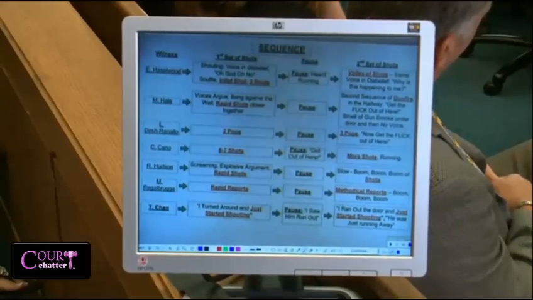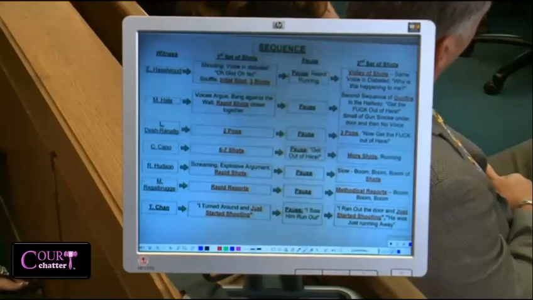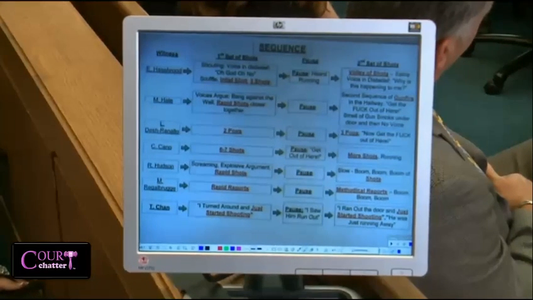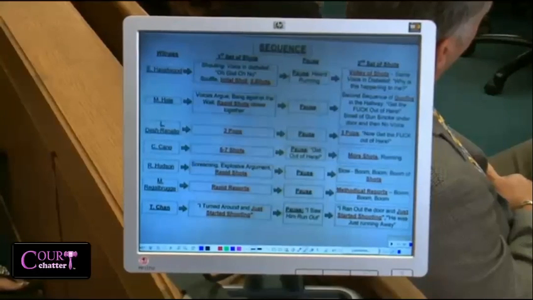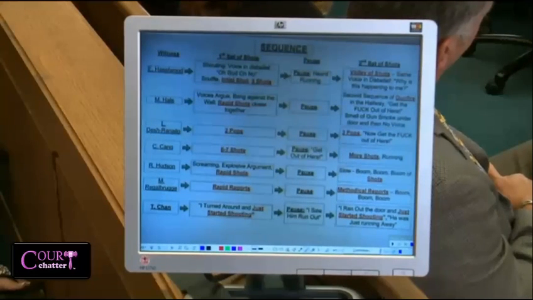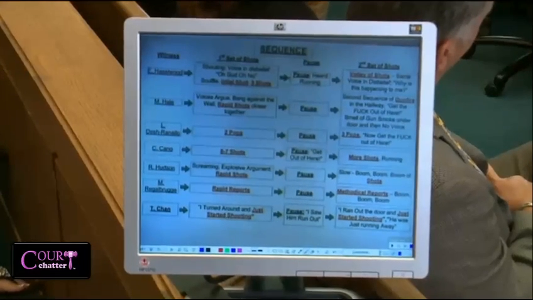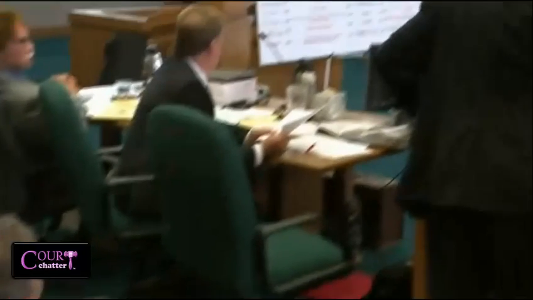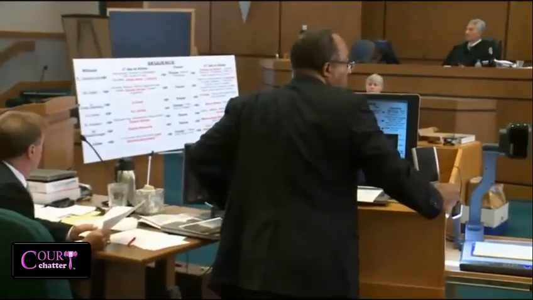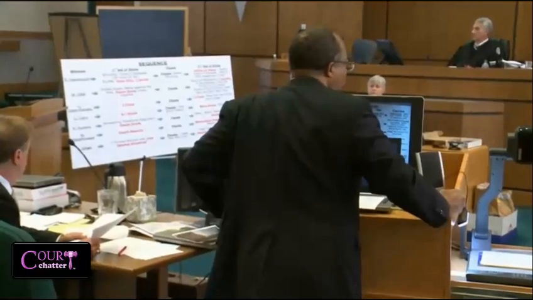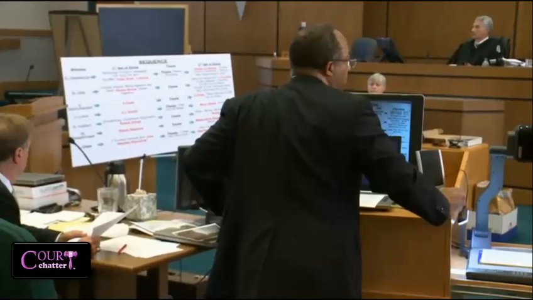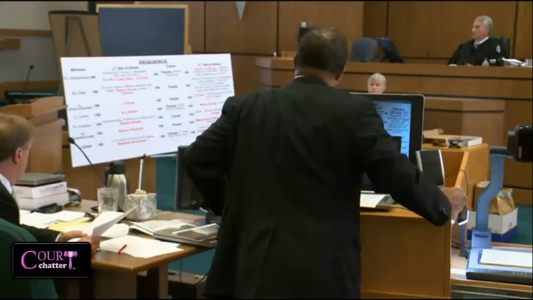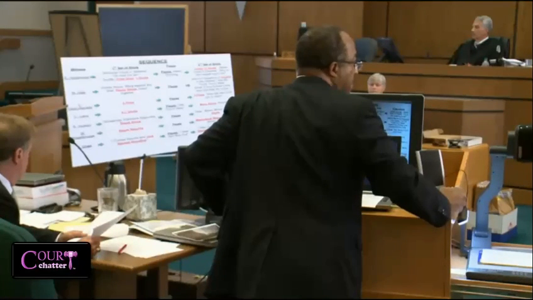Ladies and gentlemen, there's something that I really want to point out to you here. This helps in your deliberations. Right here on the first set of shots, you have enough evidence in the state's belief to find the defendant guilty of first-degree murder. There is no self-defense, there is no intoxication, and there's no sufficient provocation.